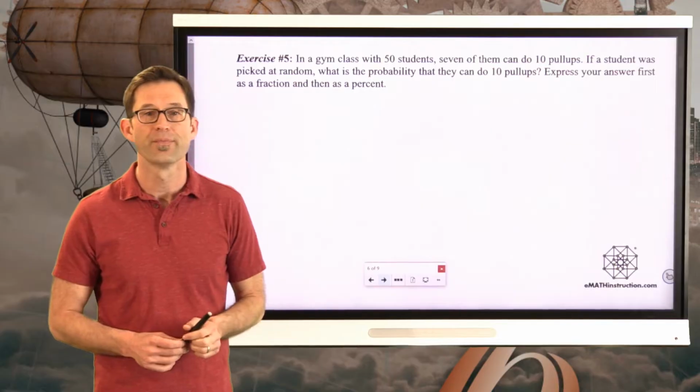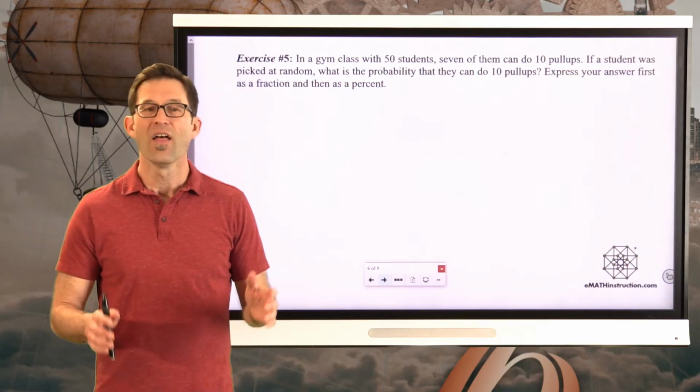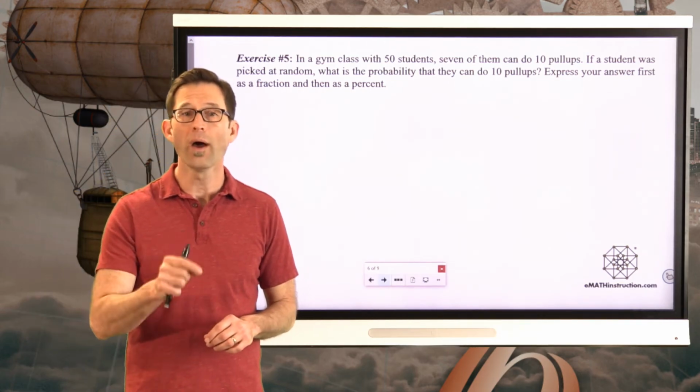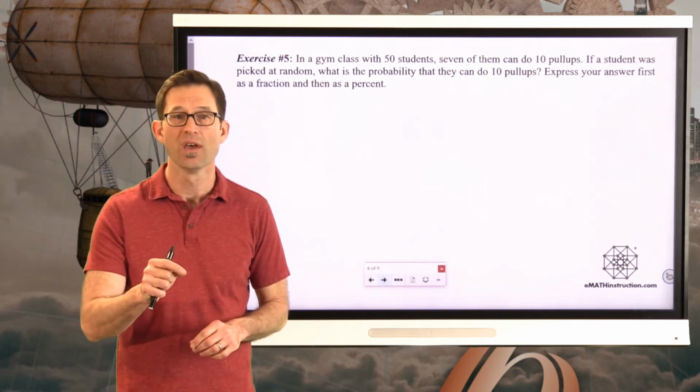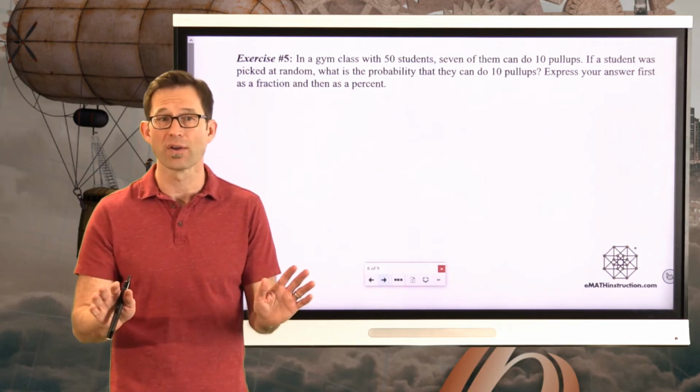Exercise number 5. In a gym class with 50 students, 7 of them can do 10 pull-ups. If a student was picked at random, what is the probability that they can do 10 pull-ups? Express your answer first as a fraction, then as a percent. All right, this is really no different than me asking what percent of the students can do 10 pull-ups. That's it. It's the same question, right?